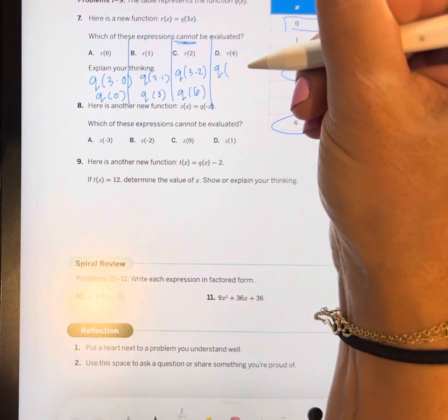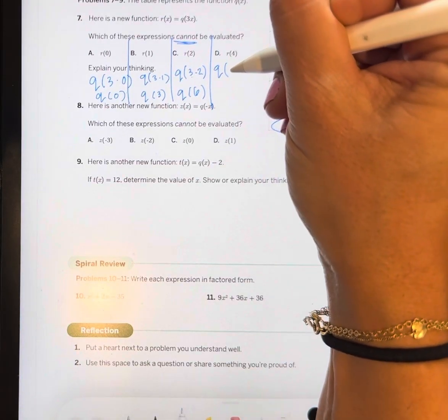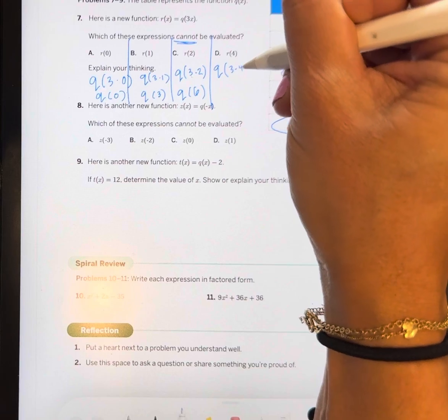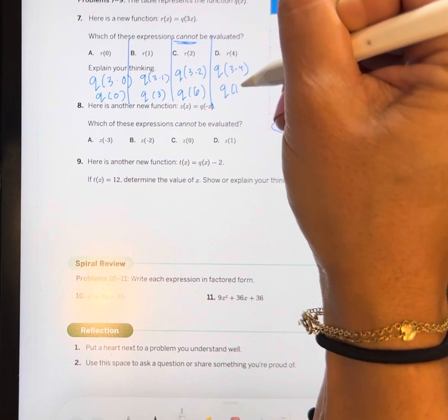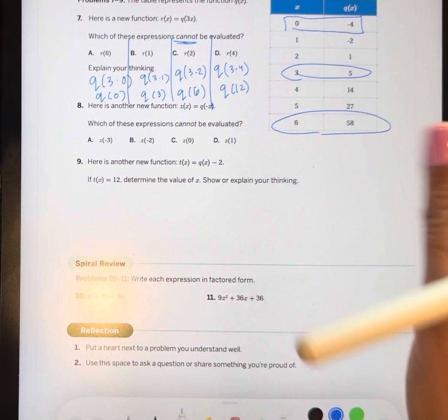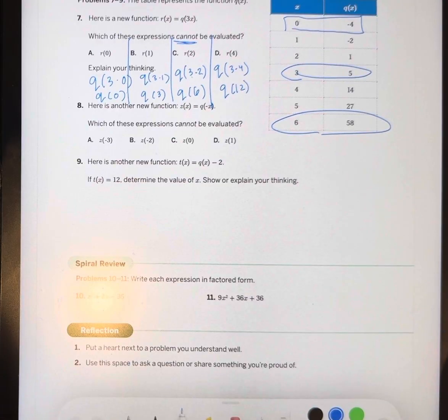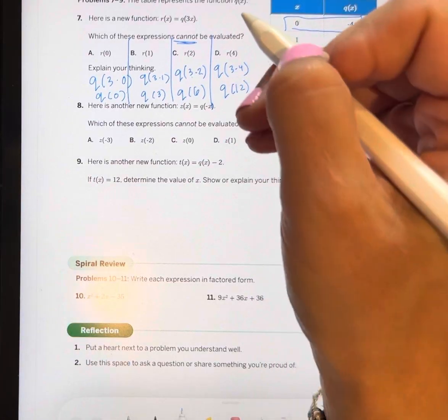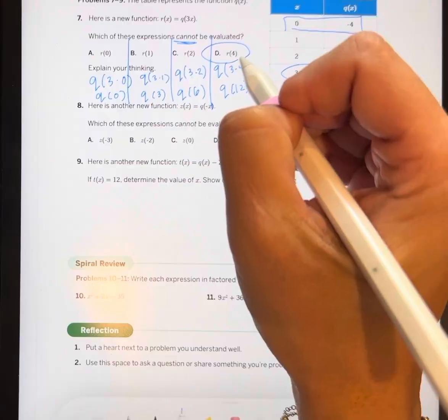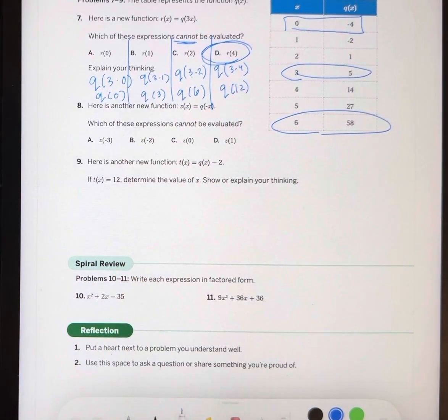Q of 3 times 4. That's the same as q of 12, and unfortunately, they didn't tell me it. All right, so I don't have enough information. Which can't be evaluated? That's going to have to be D.